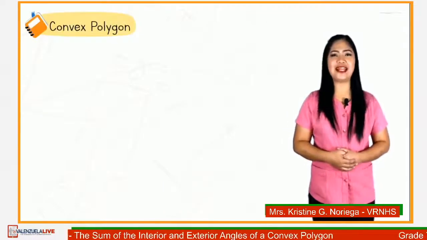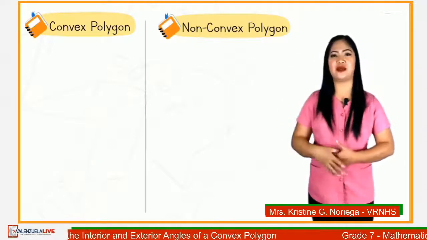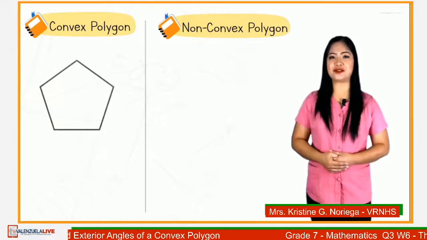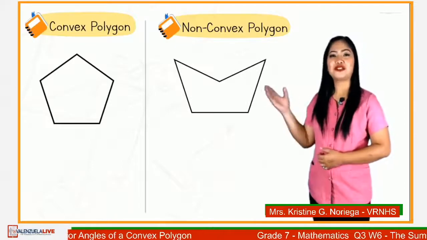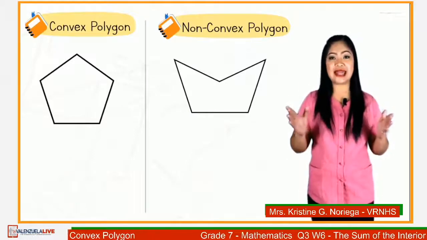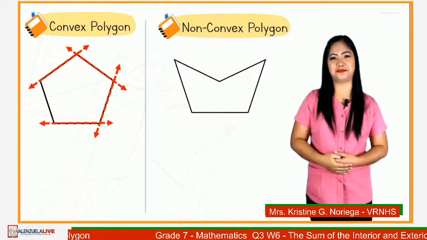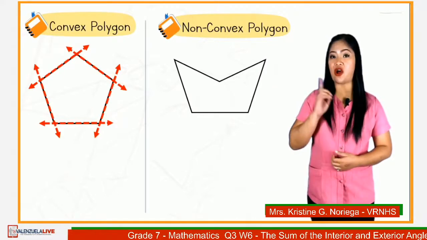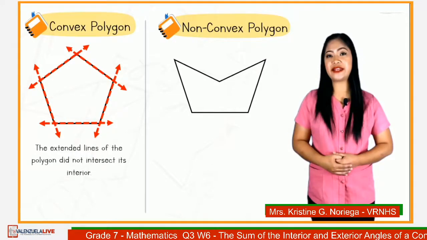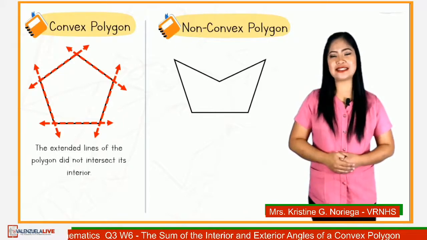This time, let us differentiate convex polygon to non-convex polygon. For that one, let us see these examples. For us to know if a polygon is convex or non-convex, we try extending the sides of the polygon like this one. A polygon is convex if the extended lines of the polygon did not intersect the interior of the polygon, just like this polygon on your left. Therefore, it is a convex polygon.